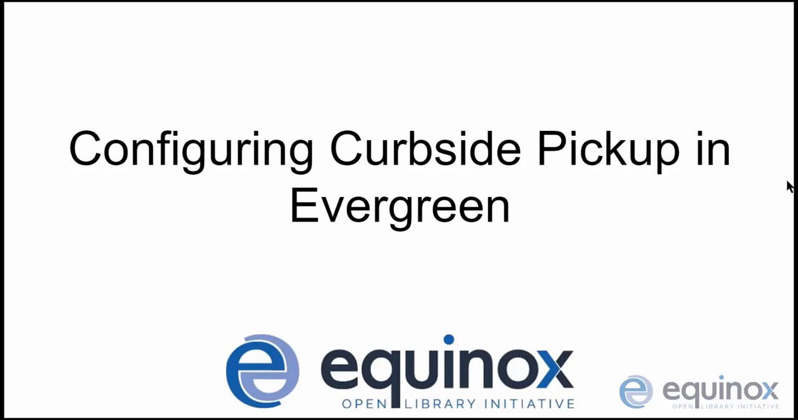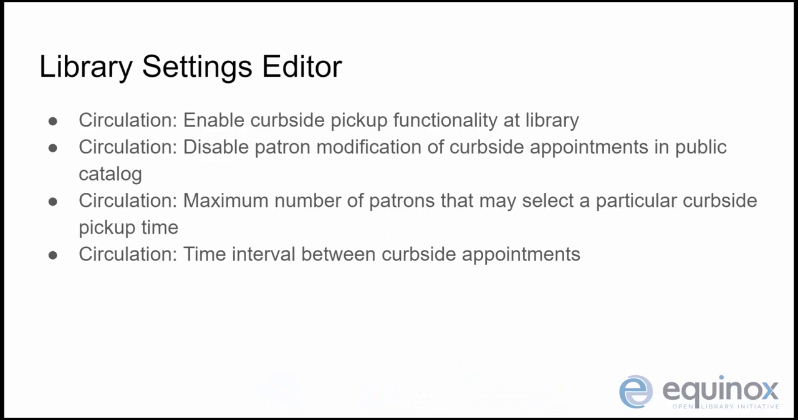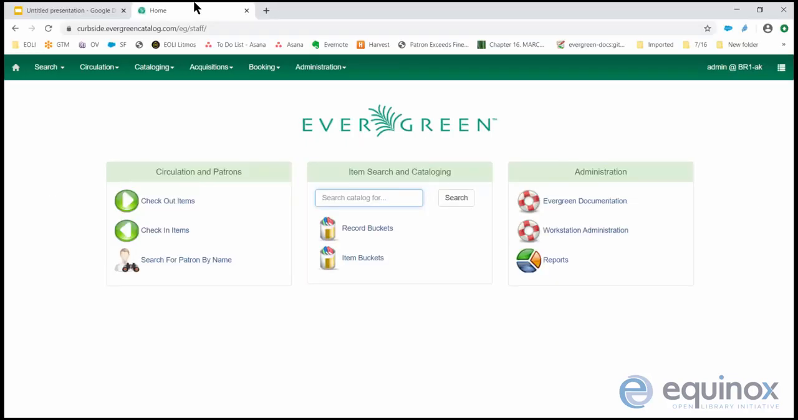Once your library decides to use curbside pickup functionality in Evergreen, you will need to enable the feature and configure it for use. This is primarily done through the Library Settings editor. There are 4 new library settings related to curbside pickup. Let's take a look at these options within the staff interface.